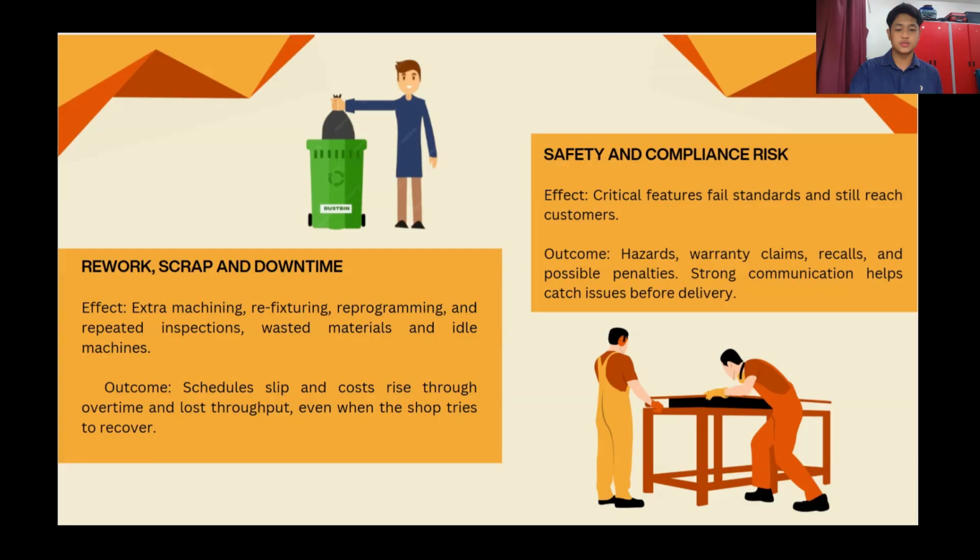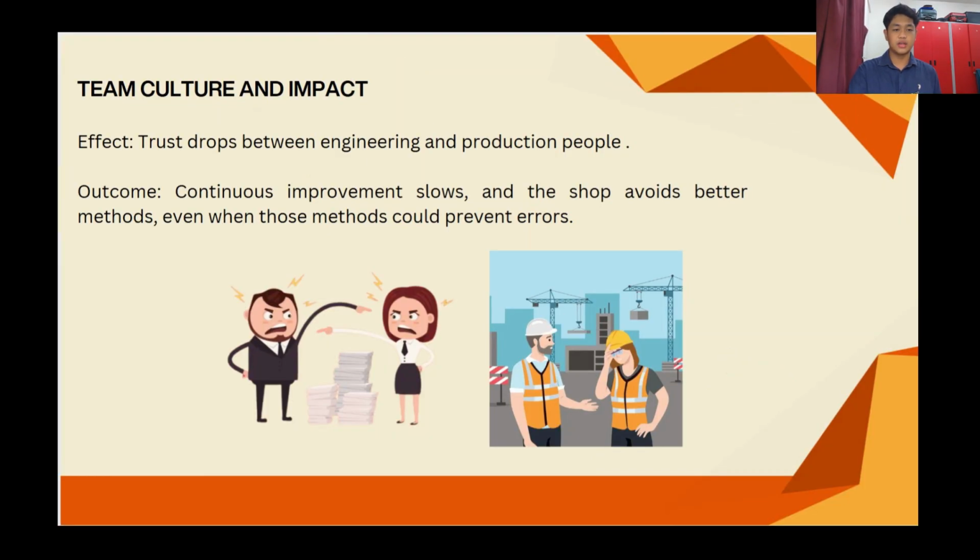We move on to the last point in my topic, which is team culture and impact. When the team culture and impact is low between the staff and the higher ranks, the effect is that trust drops between engineering and production people, because when they have no trust between each other, the outcome is very bad. The engineering team and the production people will have misunderstandings and they will make very bad outcomes.